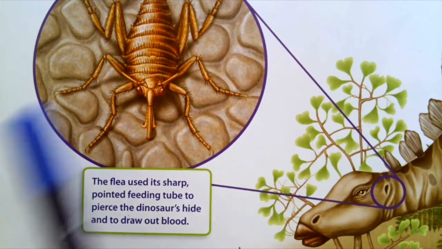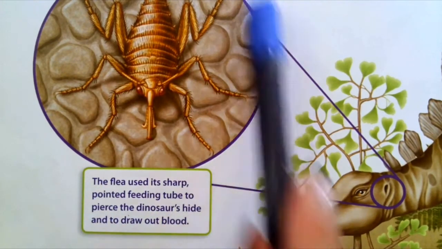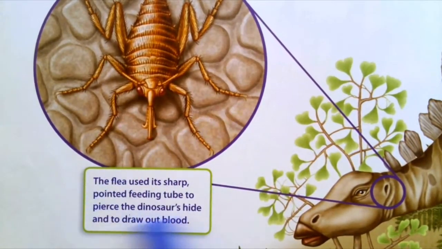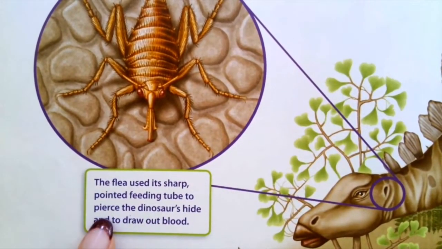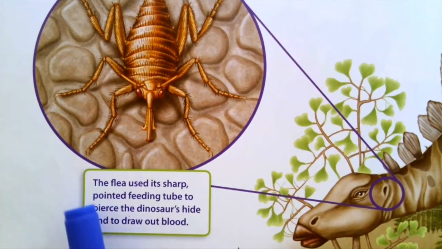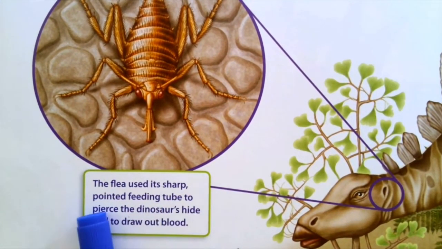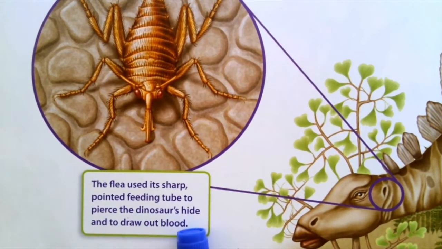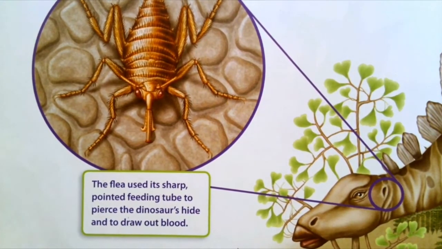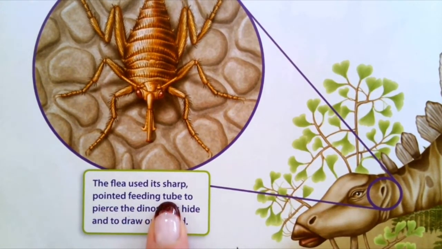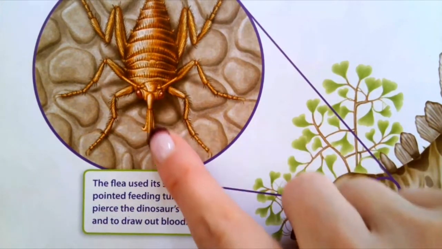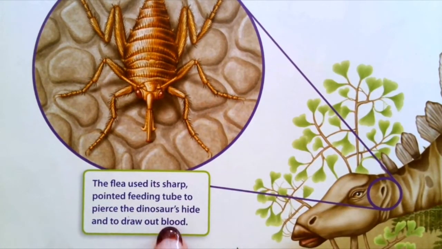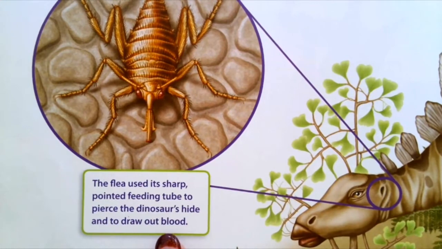I was right. Here on page 8 is a caption and a picture and our keyword, pierce. The caption says, the flea used its sharp pointed feeding tube to pierce the dinosaur's hide and to draw out blood. A sharp pointed feeding tube. We can put this information in our details.